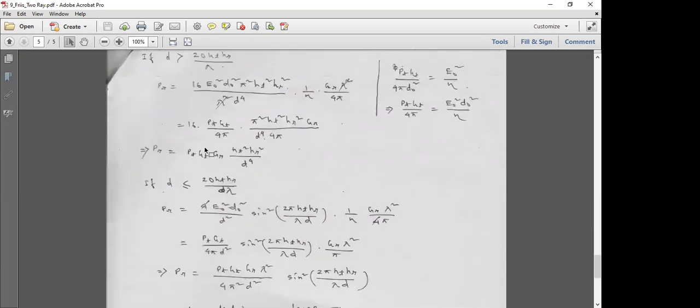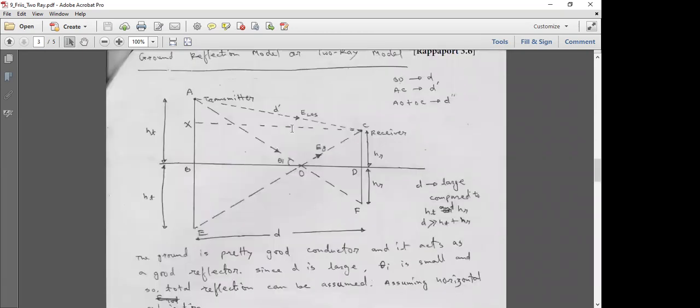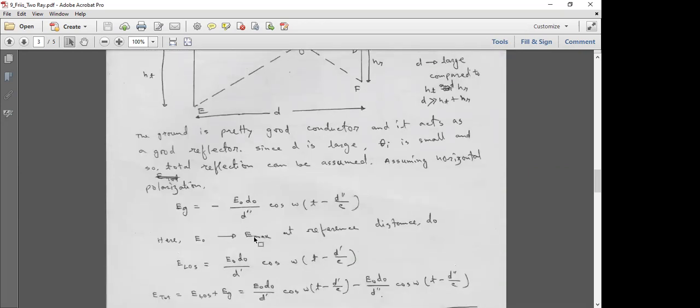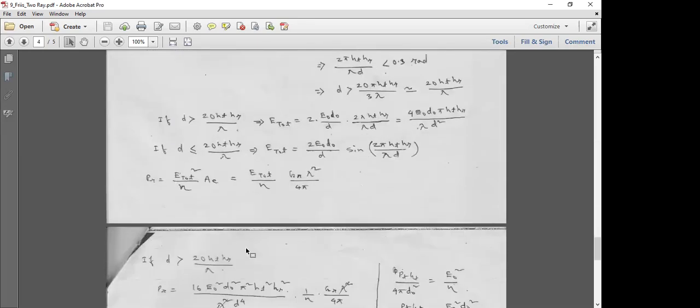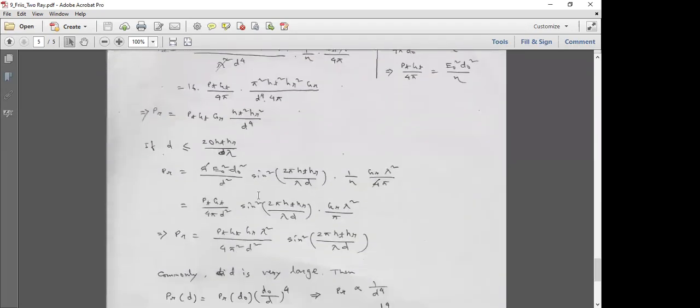The first relationship is more common because usually the distance is larger. The whole derivation is applicable when you have two rays, with the second ray reflected from the ground. Typically you have them with large distance. So you have a change of power with distance where it varies inversely proportional to d to the power 4.